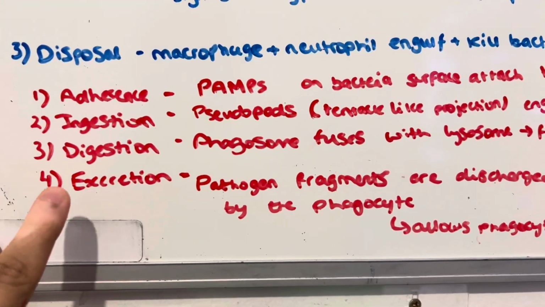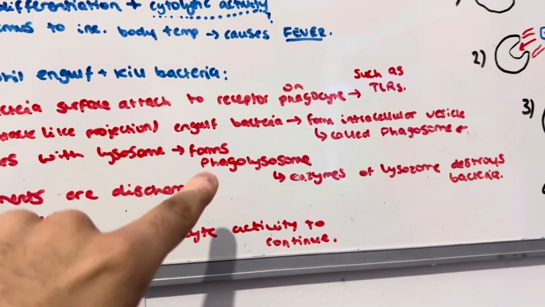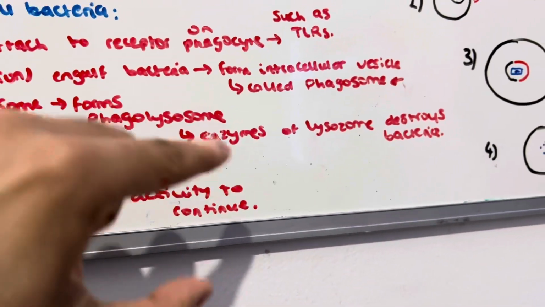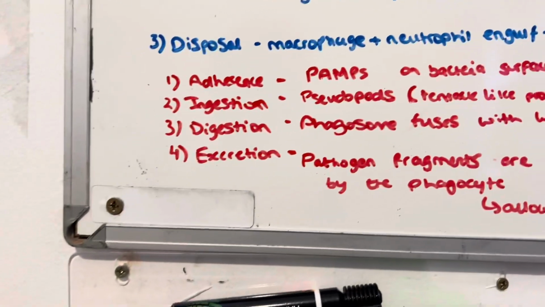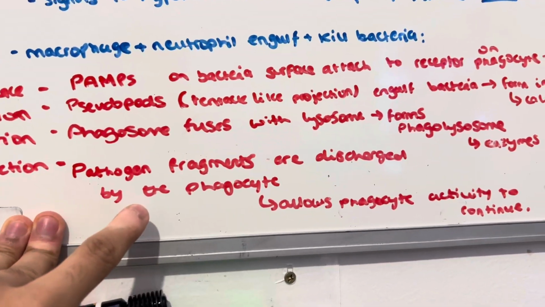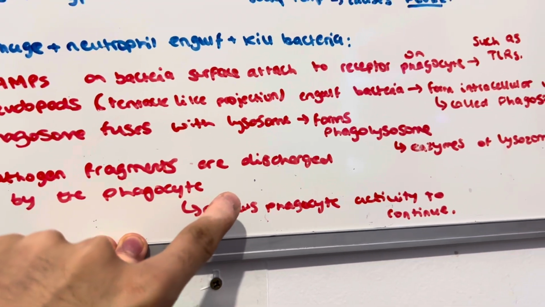The next step is digestion. So our phagosome fuses with the lysosome, and this would form our phagolysosome. The enzymes of the lysosome in the phagolysosome would destroy the bacteria inside it. Final step is excretion. So our pathogen fragments are discharged by the phagocyte, and the main reason of course would be that this will allow the phagocyte activity to continue.